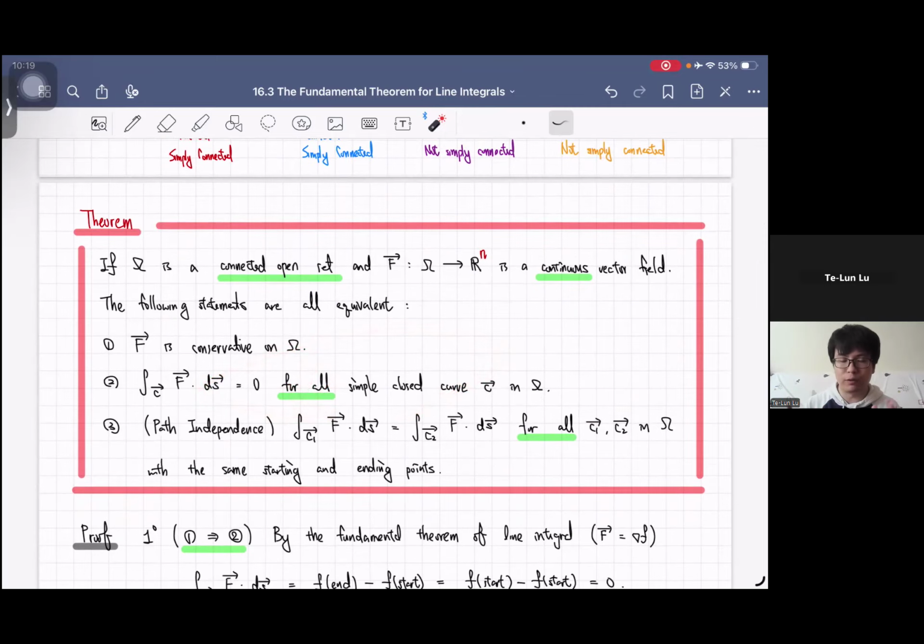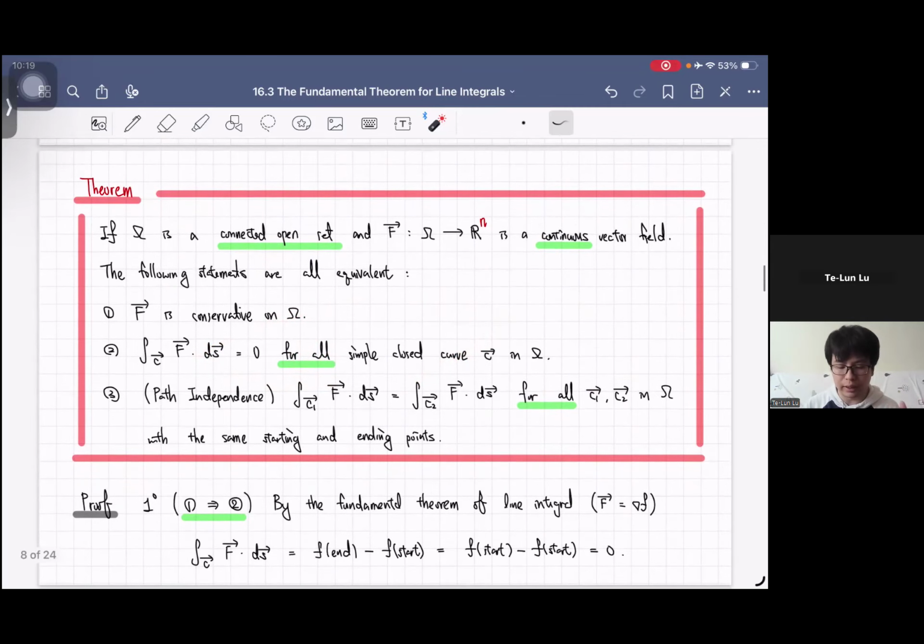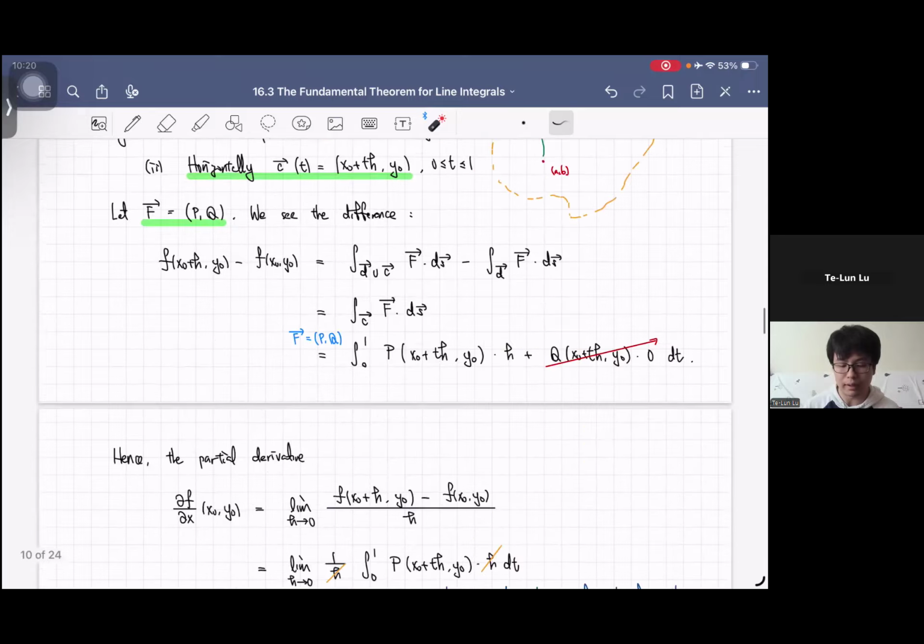And in this part of the lecture, we proved that as long as your set is nice enough, connected and open, then F is conservative on Omega, or basically F is a gradient vector field, if and only if it satisfies the path independence property. And we will start from this base to prove the well-known Poincaré's theorem next lecture.